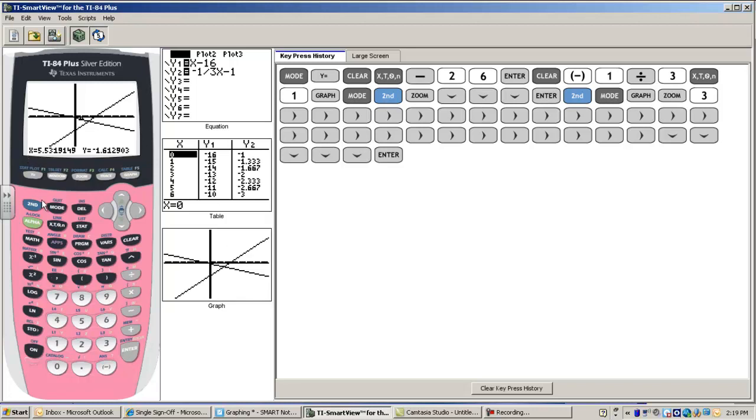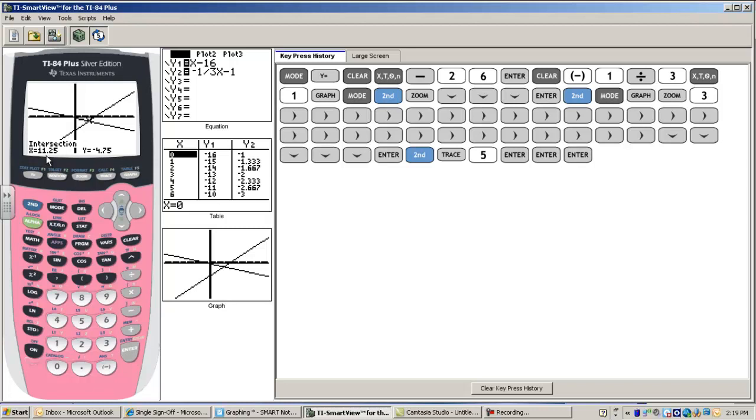So here's how you find the intersection. You're going to press second, trace. You get this pretty menu. Guess what? We want the one that says intersect. So number 5 says intersect. And we're going to hit enter 3 times. It should say first curve, enter. Second curve, enter. Guess, hit enter again. It should say intersection at the bottom. Once it says intersection at the bottom, you have gotten to the solution.